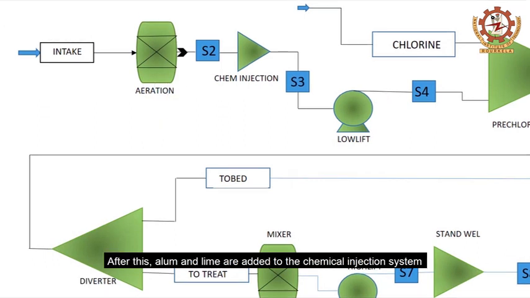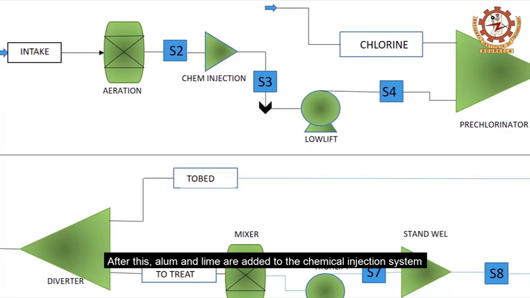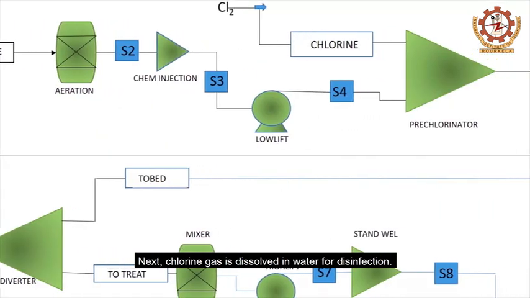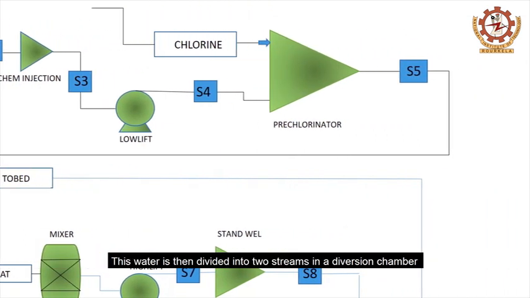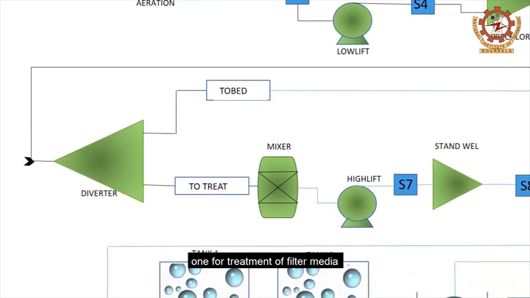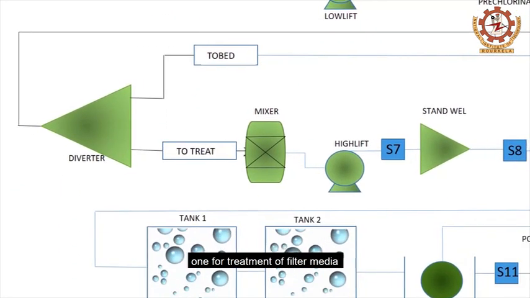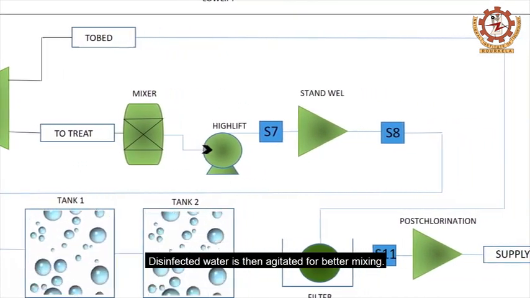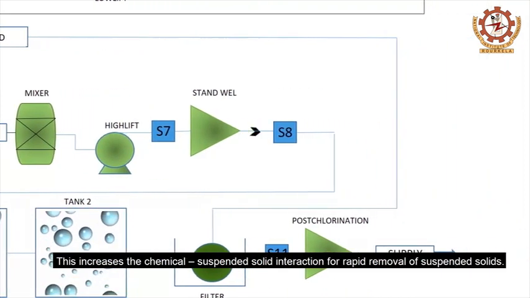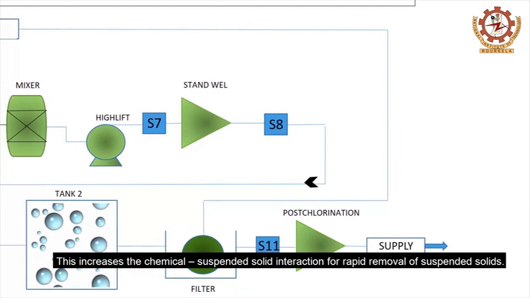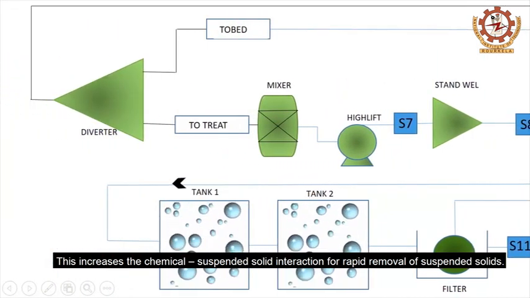After this, alum and lime are added to the chemical injection system for removal of solids and for maintaining the pH. Next, chlorine gas is dissolved in water for disinfection. This water is then divided into two streams in a diversion chamber. One for treatment of the filter media and the other one for further treatment. Disinfected water is then agitated for better mixing. This increases the chemical suspended solid interaction for rapid removal of suspended solids.